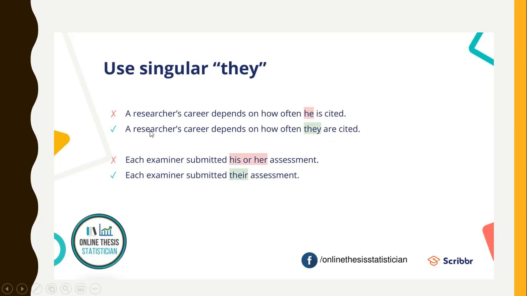Notice that even if it's a singular researcher, you use "they," because the researcher can be a girl or a boy, right? And so we are sensitive. That's why we use "they" instead of "he." And again, "each examiner submitted his or her assessment" is now "their assessment," and it's a singular "they."